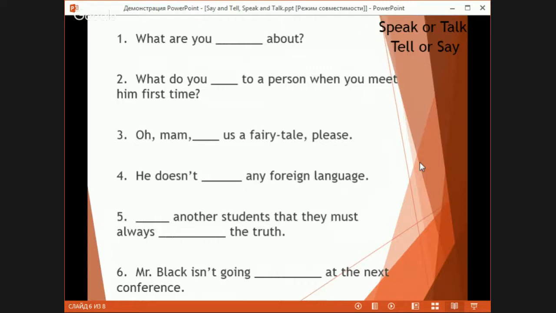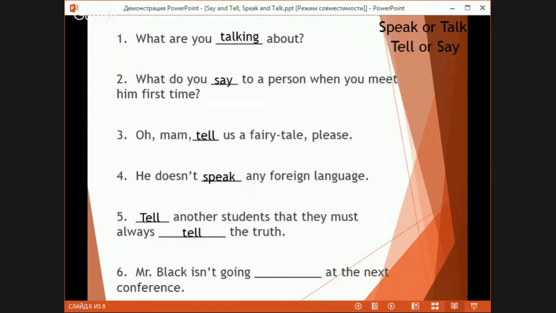So the first one, what are you talking about? It's clear. What do you say to a person? To, we say preposition, to a person when you meet him first time. We are focused on words. Oh, mom, tell us a fairy tale, please. Us, that's why we need to say tell, tell us a fairy tale. More focus on information. He doesn't speak, of course, any foreign languages because we talk about languages. Tell other students that they must always tell the truth.